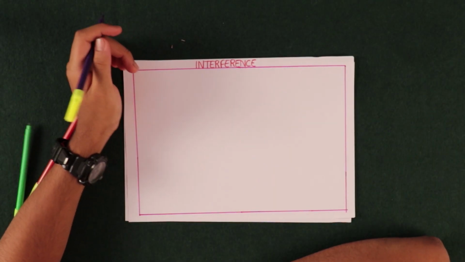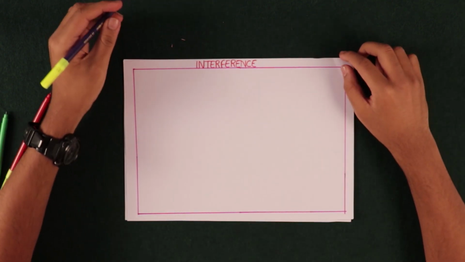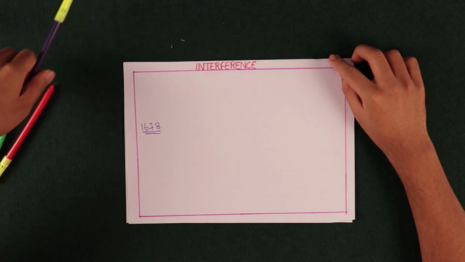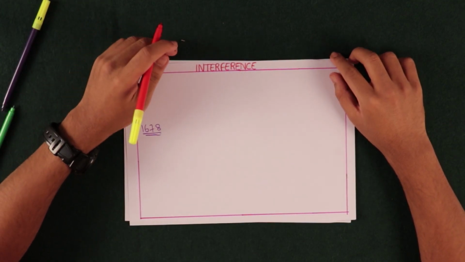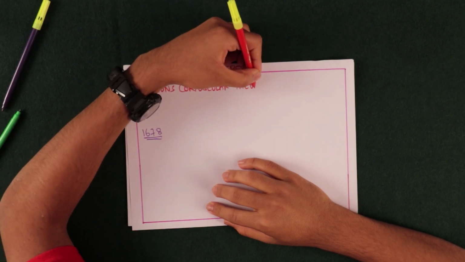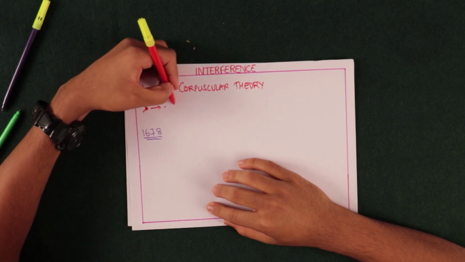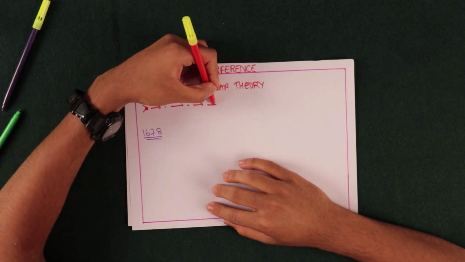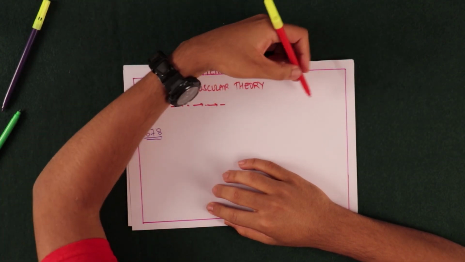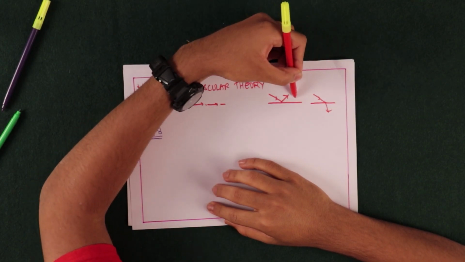Hey guys, in this video we are going to look at interference of light based on Huygens wave theory of light. Huygens wave theory was given in 1678. Before this time, the prevailing theory of light was Newton's corpuscular theory. According to this theory, when light is emitted from a source, it travels in the form of a stream of particles, and this stream of particles always travels in a straight line. This theory did well to explain phenomena such as reflection or refraction of light.